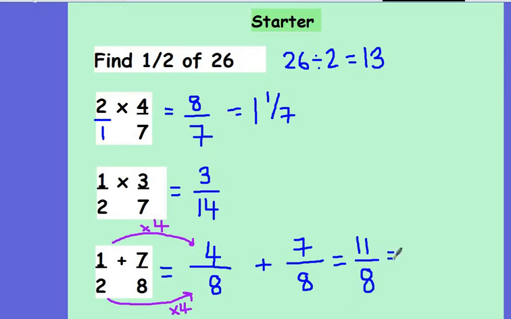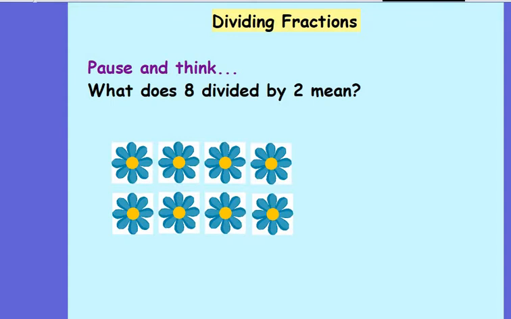Did you write that as a mixed number? What would that be? 1 and 3/8, very wise. Let's have a look at today's lesson. First of all, pause the video for a minute or two and have a little think. What does 8 divided by 2 actually mean? Pause the video, have a think.